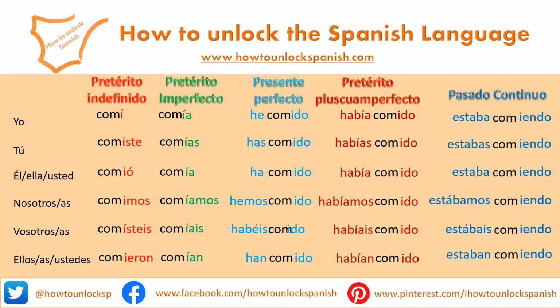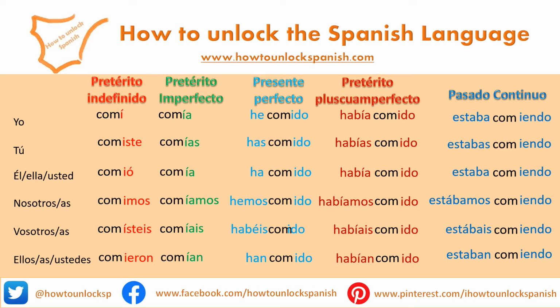El pretérito imperfecto has the same set of endings for ER verbs and IR verbs. And it goes as follows. Comía, comías, comía, comíamos, comíais, comían.